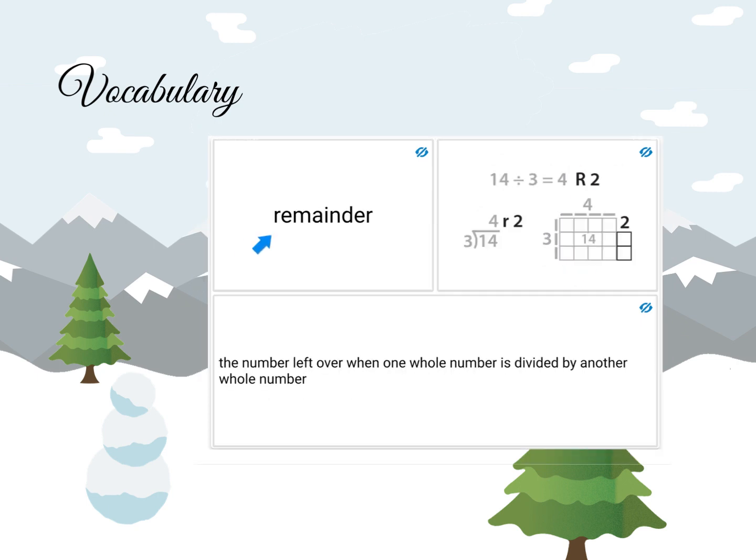Next we have remainder. The remainder is the number that's left over when one whole number is divided by another whole number, such as in the example. In this division problem, 3 went into 14 4 times, but not evenly. There was a remainder of 2 left over.